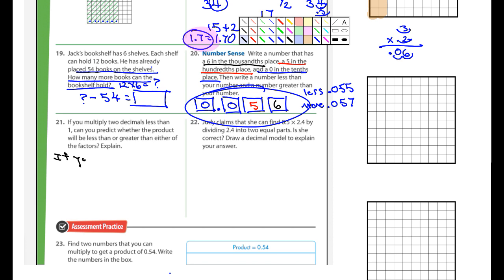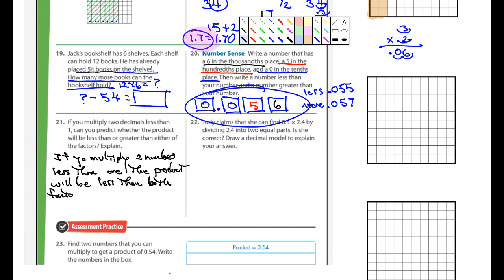If you multiply two numbers less than 1, the product, remember the product is simply the answer, will be less than both factors. That's the two numbers.